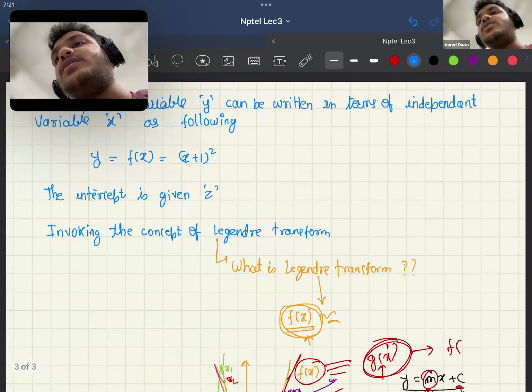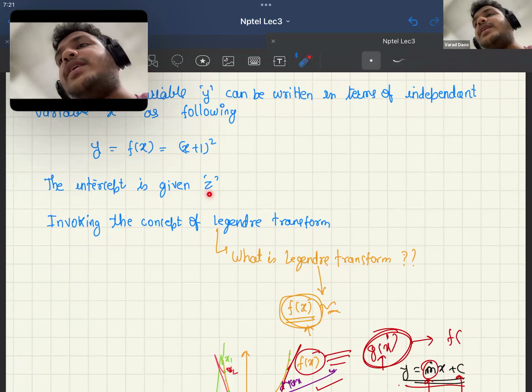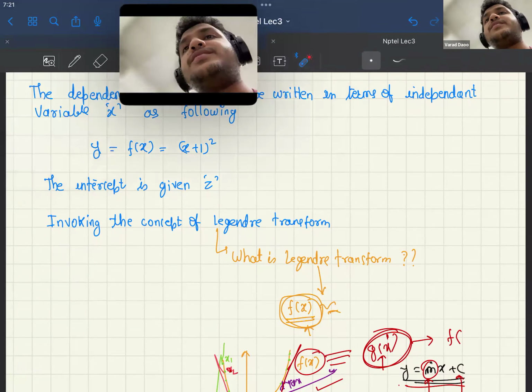So just to recap, we have this function y is equal to f of x, where x is the independent variable and y is the dependent variable. What we need to find is, let's say z is the intercept. So we need to find the value of this intercept. Okay, let us proceed.